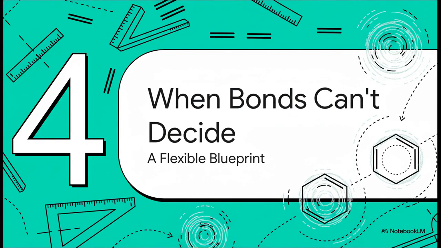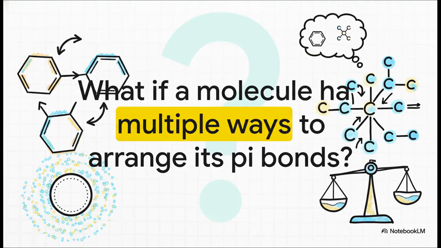Okay, so far so good. Our blueprints have been really clear. The pi bond reinforcements have a very specific place to go. But you know, chemistry loves to keep things interesting. Let's look at a really fascinating case where the blueprint itself seems, well, flexible. Let's talk about benzene. Seriously, think about that for a second. What if a molecule could arrange its pi bonds in more than one perfectly valid way? Which structure would it actually choose, or does it even have to choose at all?